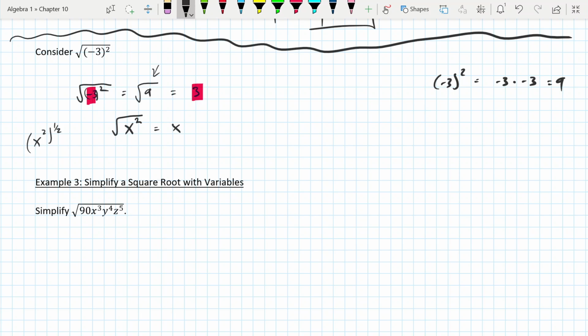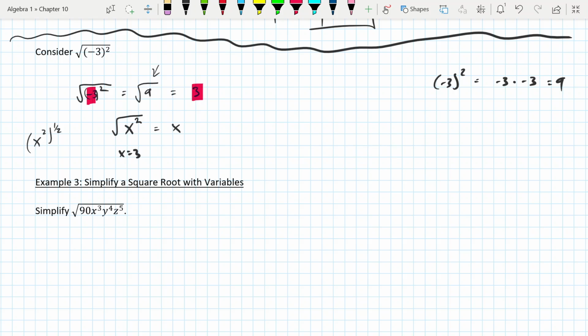If I plug in positive 3, x equals positive 3, I get the square root of 3 squared equals 3. And yeah, the square root of 9 is 3. If I plug in x equals negative 3, I get the square root of negative 3 squared, which is the square root of 9, equals positive 3. But these two don't match, and they should match. So there's a problem.